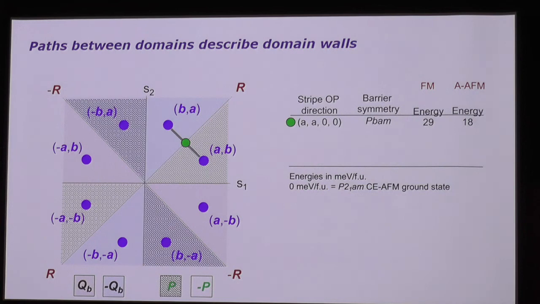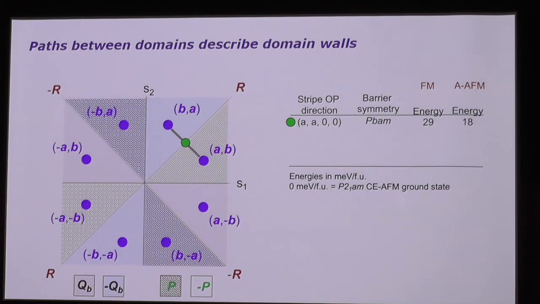It's indicated here by this green dot, and it has this symmetry PbAm. And then with density functional theory, I can constrain to that symmetry and relax the samarium barium manganite structure and see what its energy would be in this barrier structure. And we get out these particular energies, where zero is the ground state energy. Here I've done these calculations with ferromagnetic and A-type antiferromagnetic spin orders. The CE-type order is not stable in this structure.